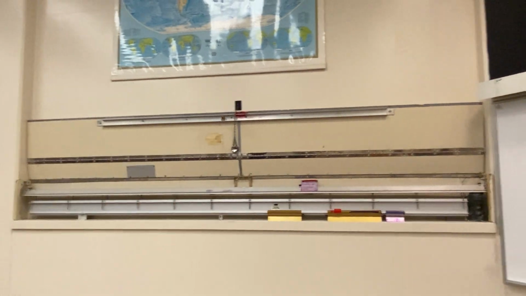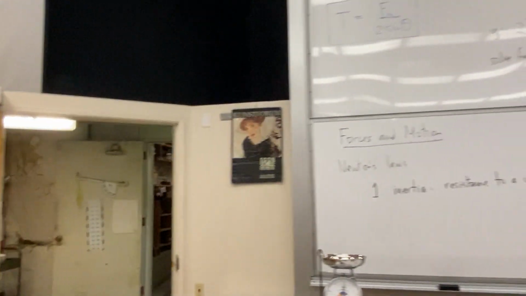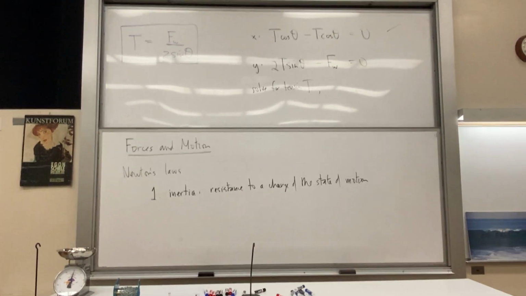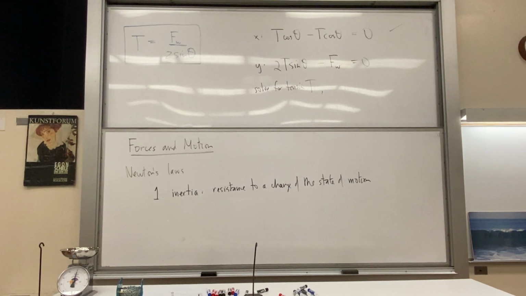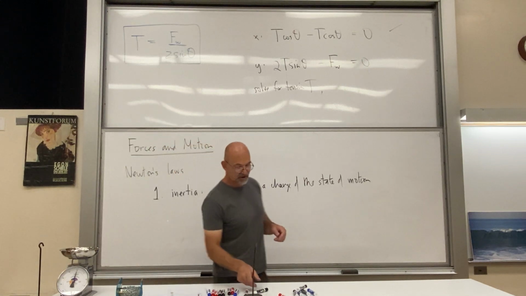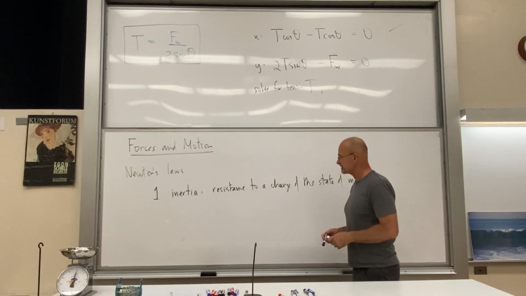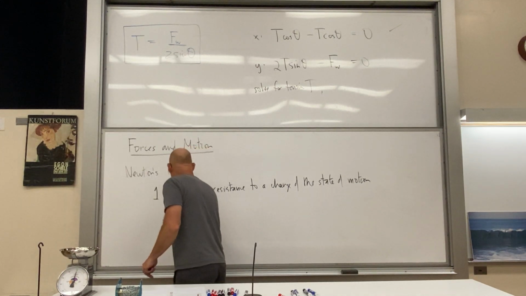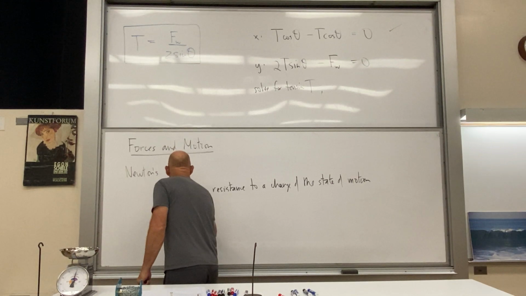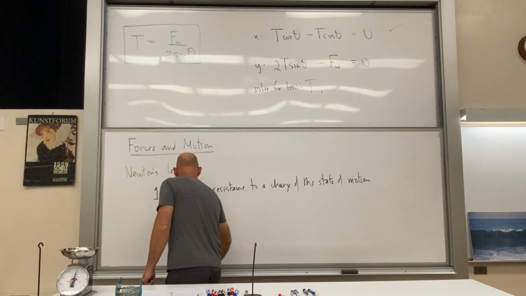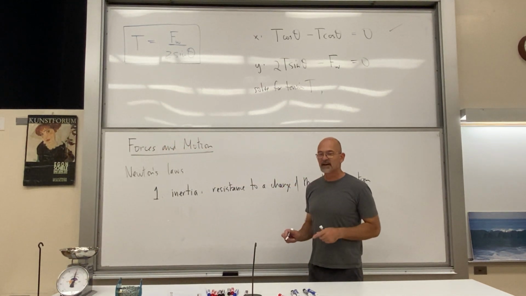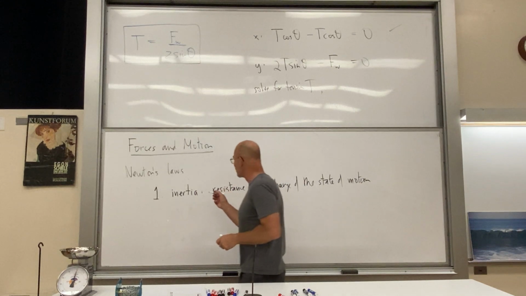So let's come on back to here. There we go. Got our usual view again. So yeah, there's the inertia, resistance to a change of the state of motion. And there's different ways to formulate this. Let's put it this way. A force-free object persists in its state of uniform motion. How about that?